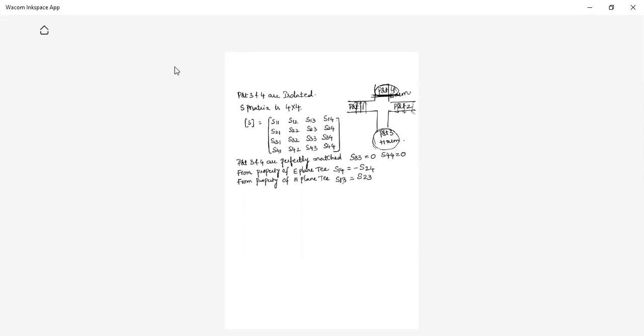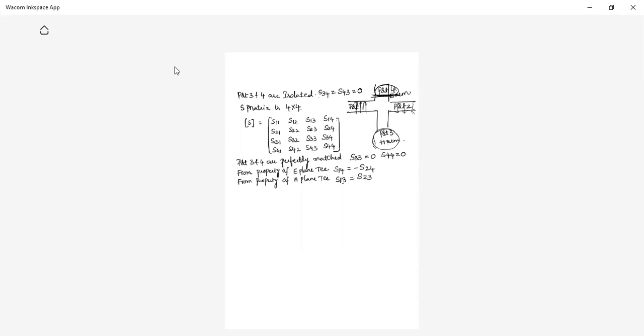Okay. So port 3 and port 4, as I wrote here, these two are isolated ports. What can I write? S34 is equal to S43 is equal to 0. These are the isolated ports. So S34 is equal to S43 is equal to 0.